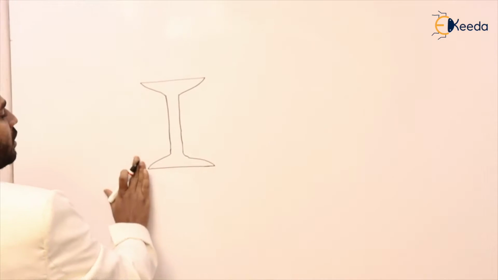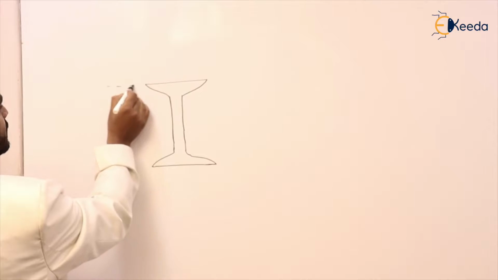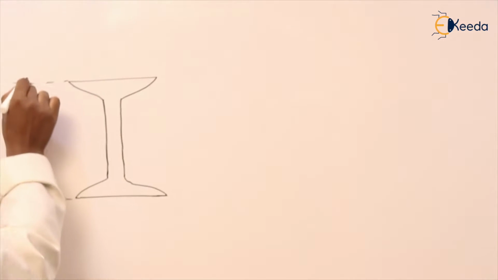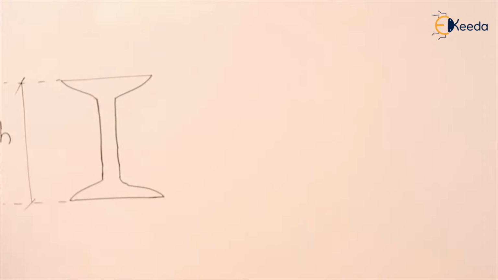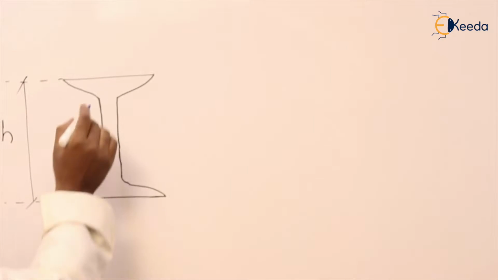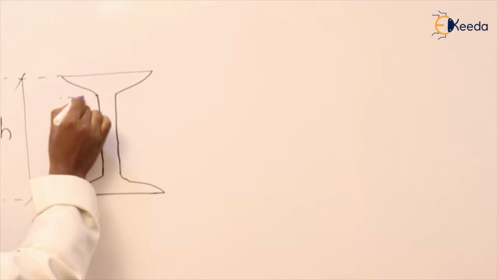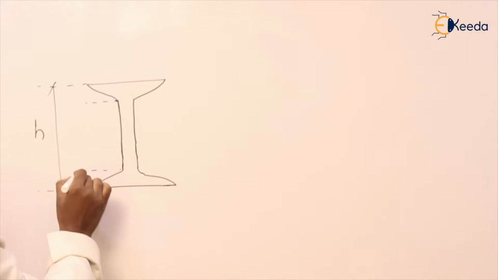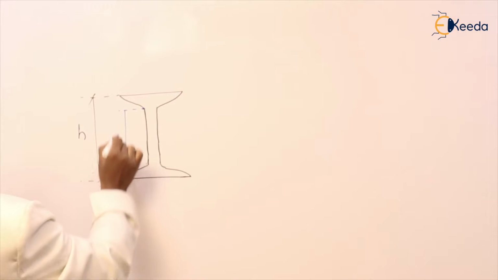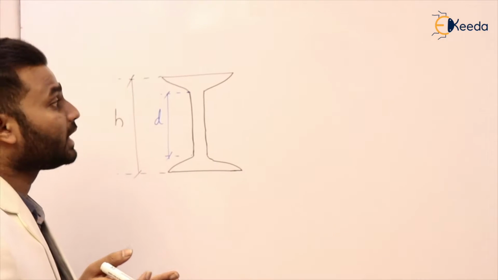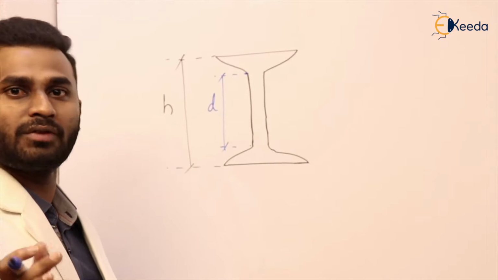This is the cross section of the I section. As we discussed in the previous class, the overall depth we represent with H, the depth of the web we represent with D, the thickness of the web is TW, and the thickness of the flange is TF. So that we have discussed.